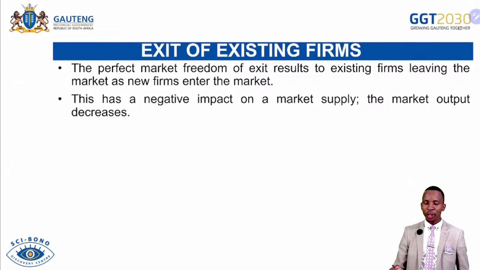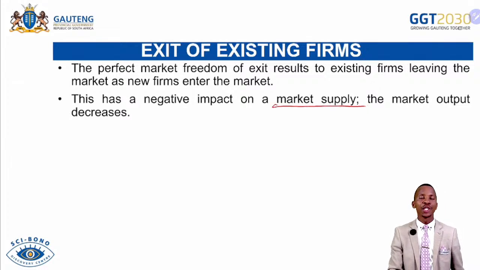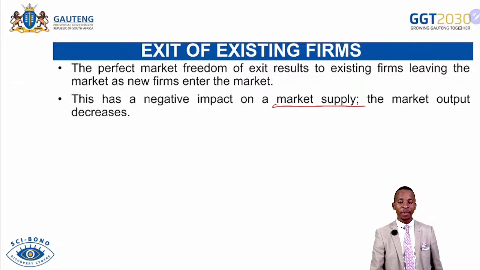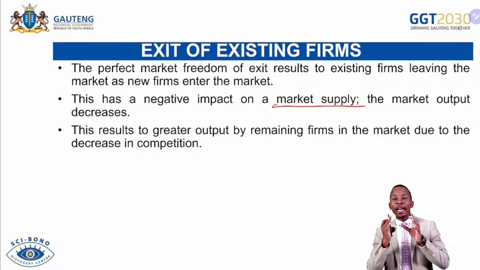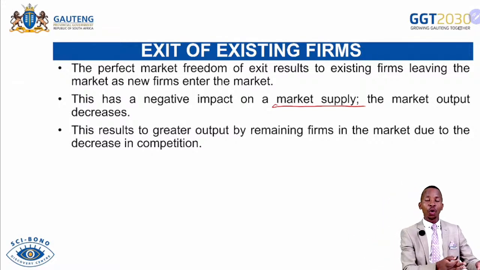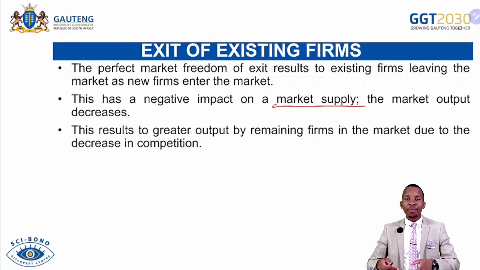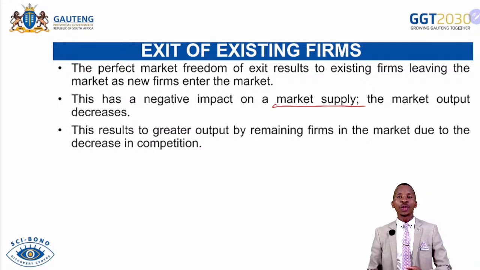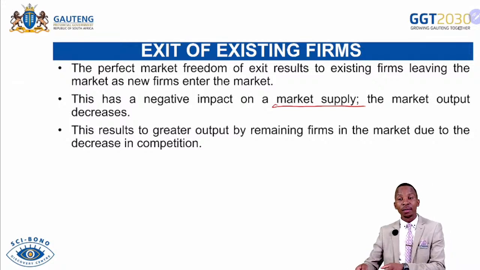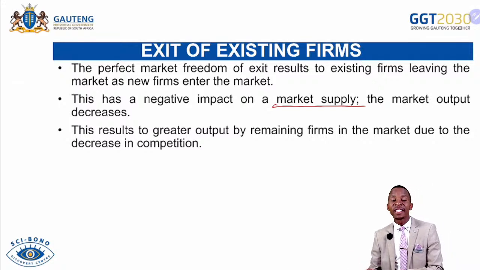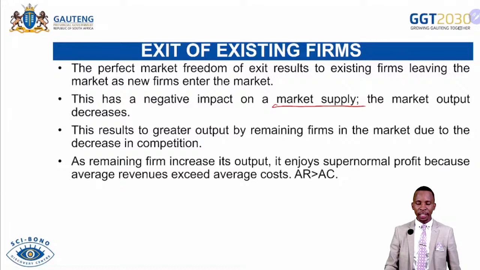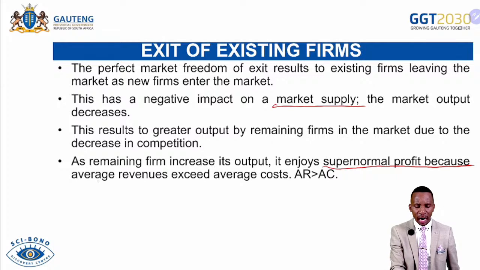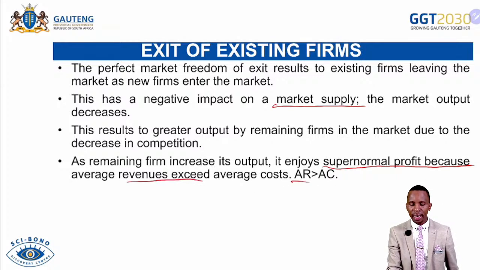This has a negative impact on the market supply because the market supply declines. So the output by the market will always decrease if firms are leaving the market. This results in greater output by remaining firms. So as existing firms are exiting because they are no longer enjoying profits, the remaining firms will be producing more goods now. They will have more output as individual firms because the competition has declined. As a result, they find themselves enjoying profit. Let's see. As remaining firms increase their output, they enjoy supernormal profit because average revenue exceeds average cost, or AR is greater than AC.